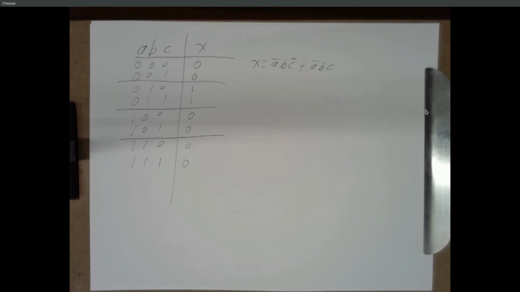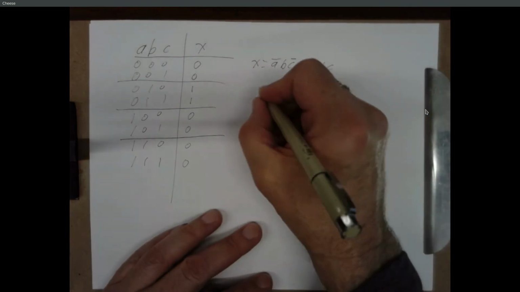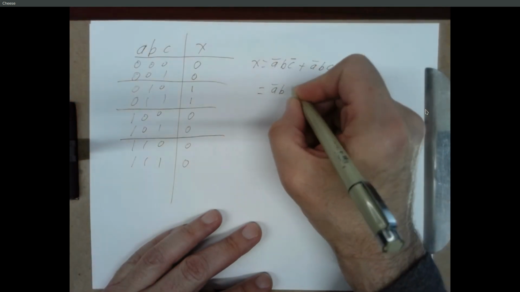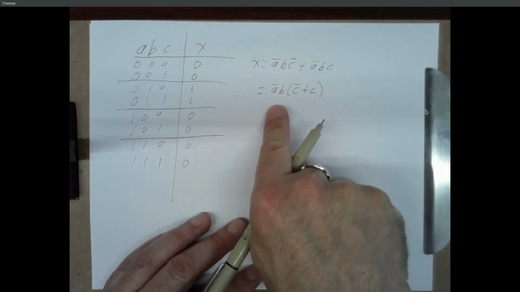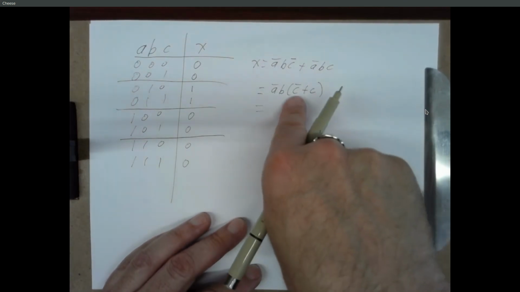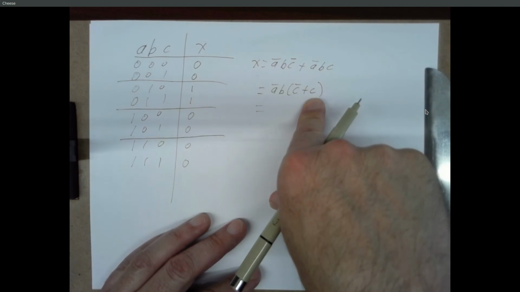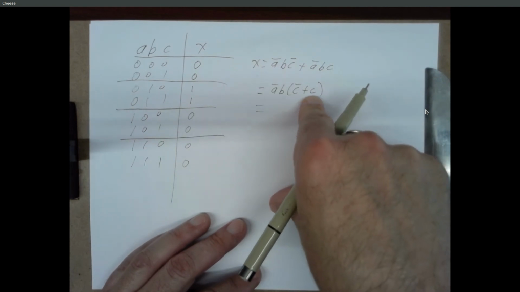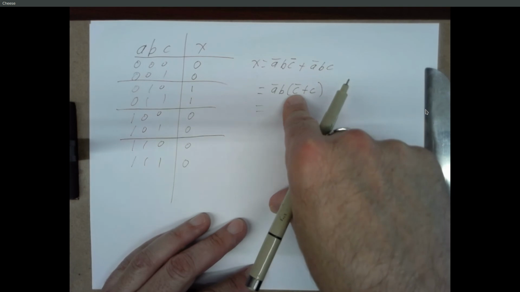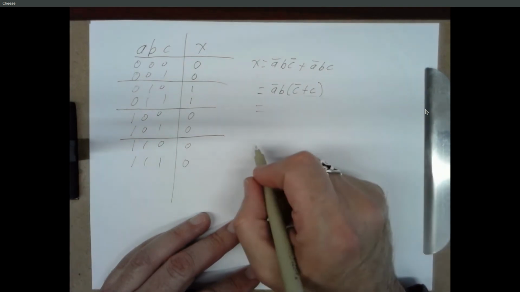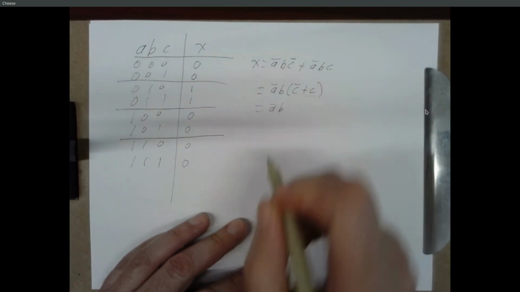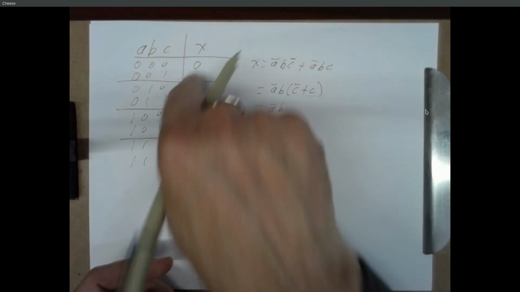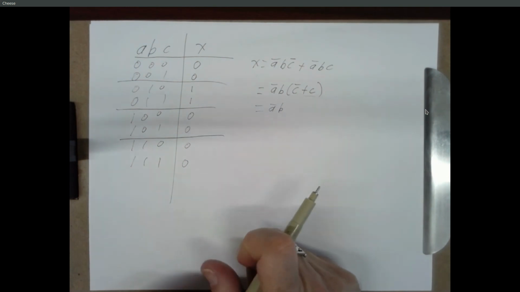All right, so everybody has gotten this. We can factor out, just like we do with regular algebra, that A bar B, and we know that either C bar or C is going to be true. One of them has to be true. If C is true, this is true. If C is false, then C bar is true. So this is always a 1, and anything ORed with 1 is just that anything, so this is equal to A bar B. So that's a simpler way to write this equation for X. It's just A bar B.